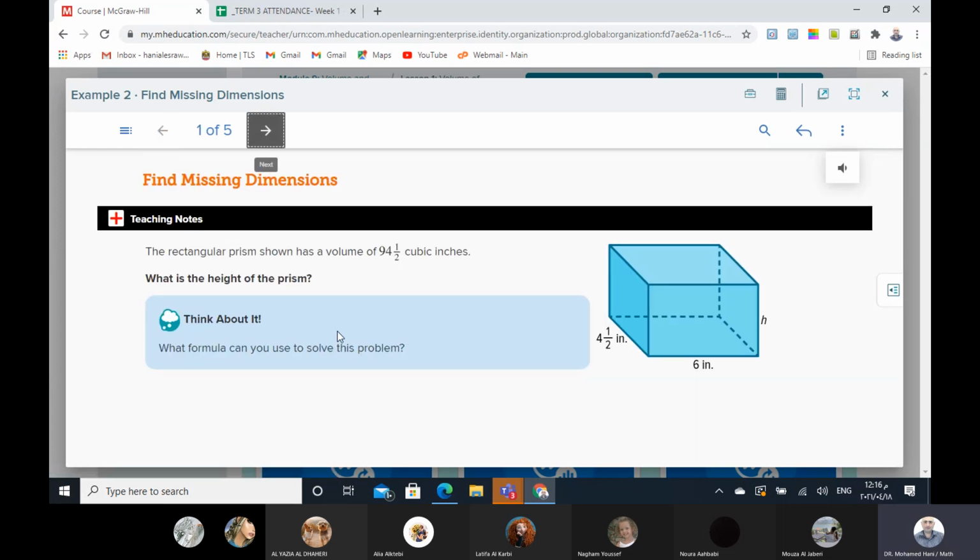Okay, in this example, the rectangular prism shown has a volume. Now we have the volume of 94.5 cubic inches. What is the height of the prism? As you see here, we have the length 6 and the width 4.5, and the height is the missing value, and we have the volume. Now I want all of you to try to find the value of h. Start please.